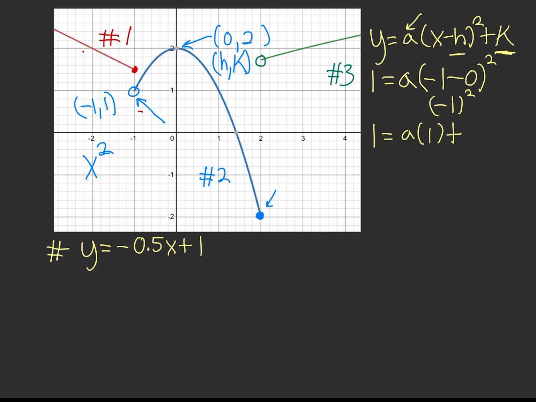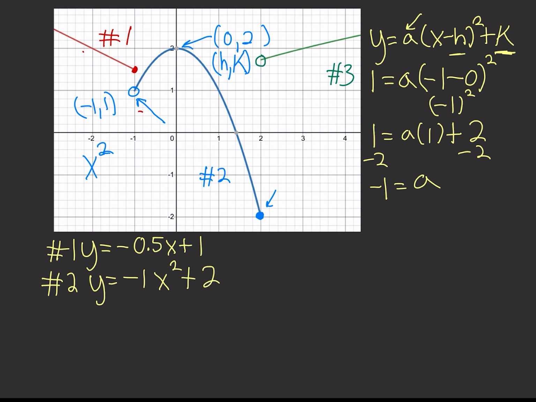Well, I said that k is the y-coordinate of the vertex, so that is a 2. So subtracting the 2 on both sides, I'm going to get -1 is equal to a. So now I know my a value, and I know my vertex. So I can write, this was equation 1 here, I can write equation 2. And I'm going to write it as y equals, and then the a value is -1, parentheses. I really don't need to do parentheses because it's x minus 0 anyway, so I'll just write x squared. And then it's going to be plus the k value of 2.